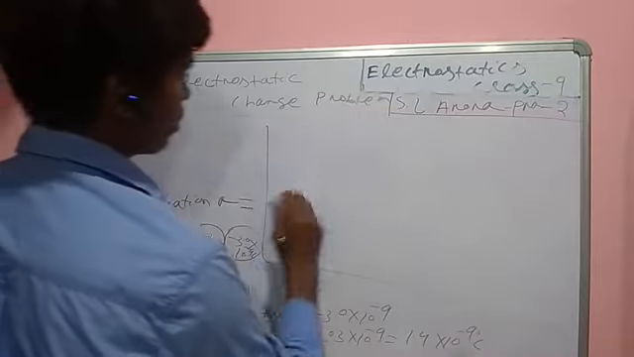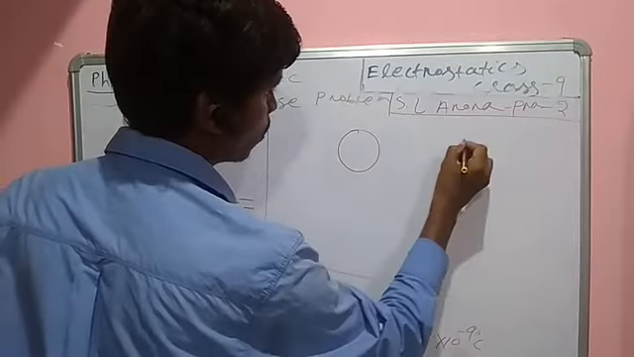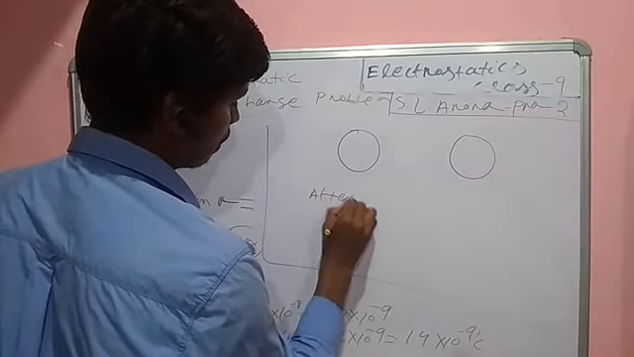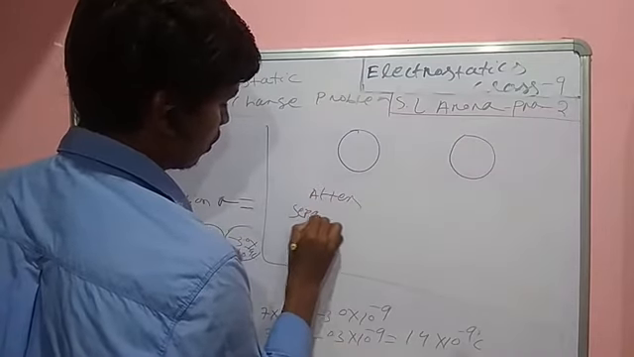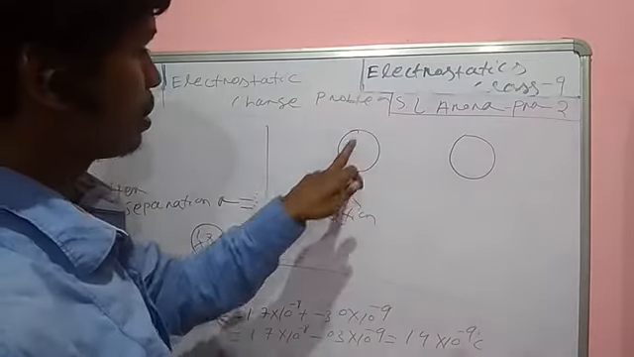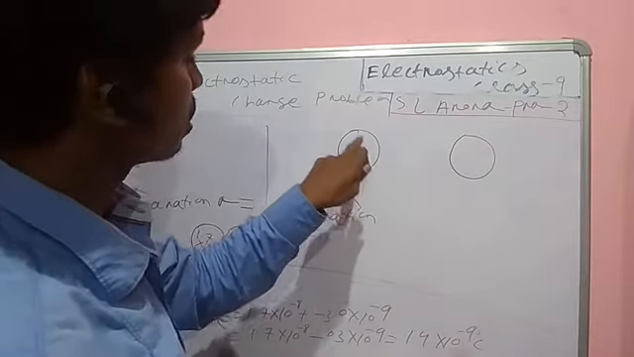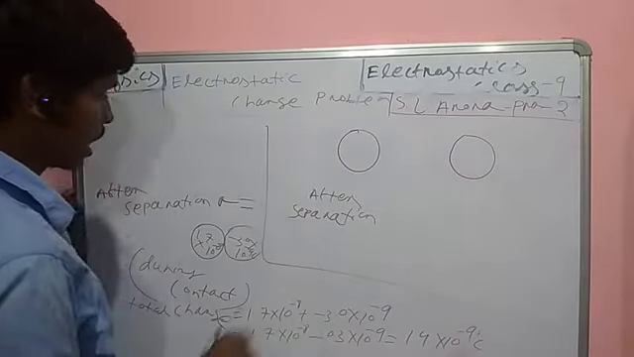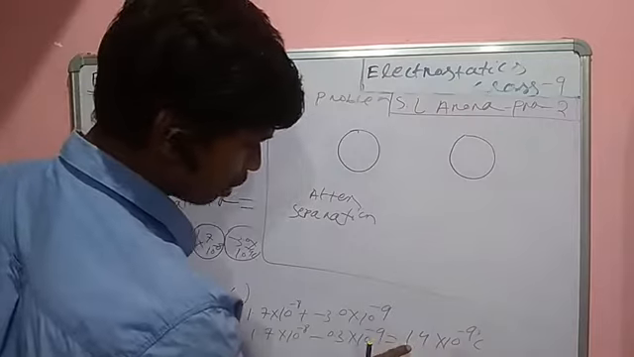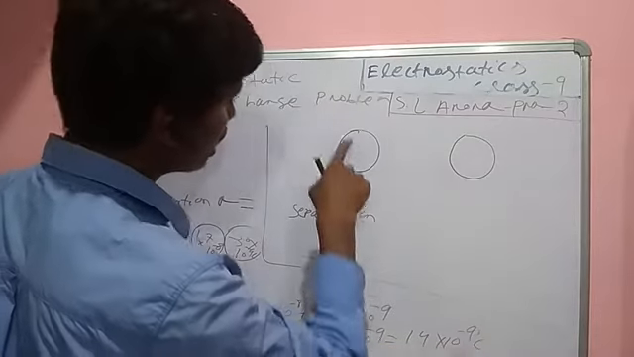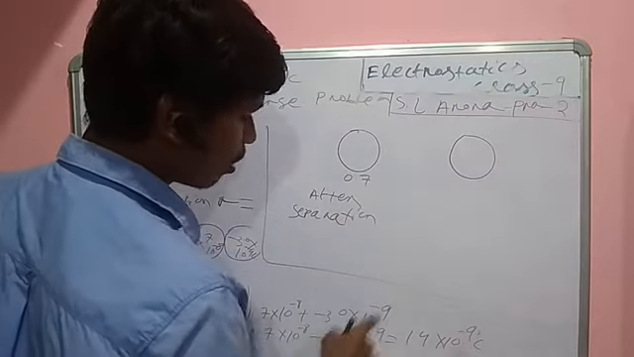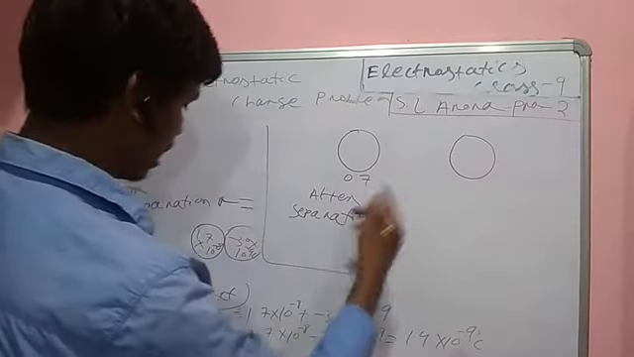After separation, what is the charge of this body? What is the charge of this brass sphere? The total charge is 1.4 into 10 to the minus 8, so the charge of this sphere is 0.7 into 10 to the minus 8, because the total charge is shared equally.